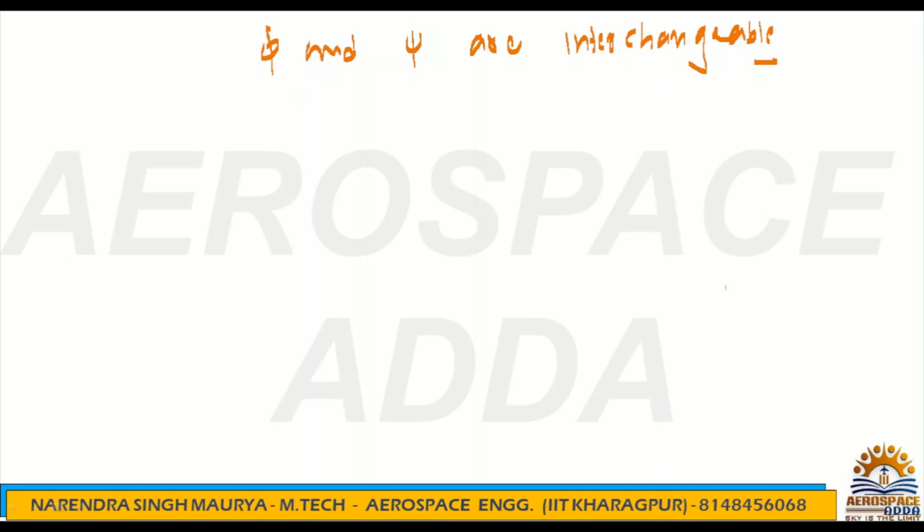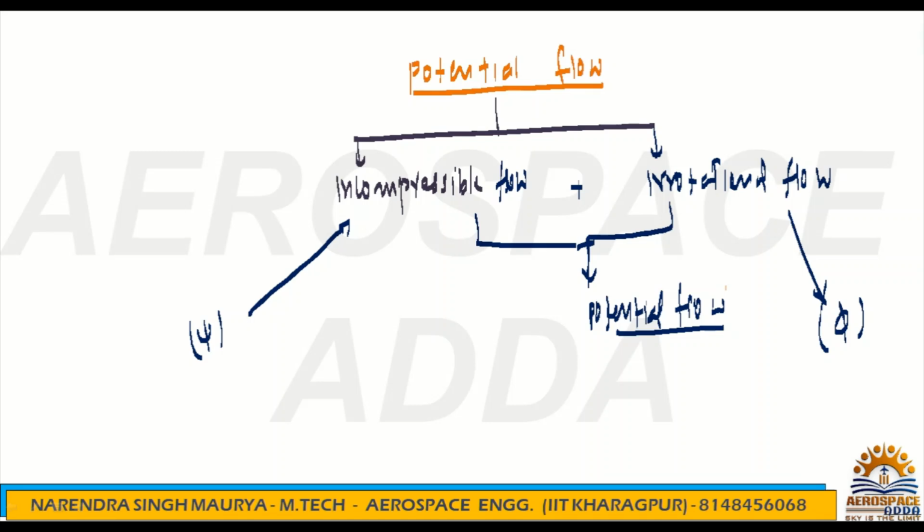So from now onward you have to remember the relation between the stream function psi and the potential function phi, which we can develop for steady, irrotational, and incompressible flow. That is steady, irrotational, and incompressible, called a potential flow.